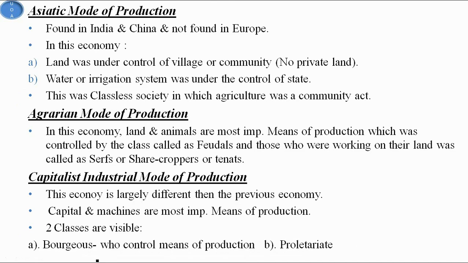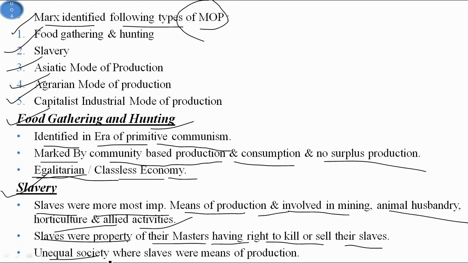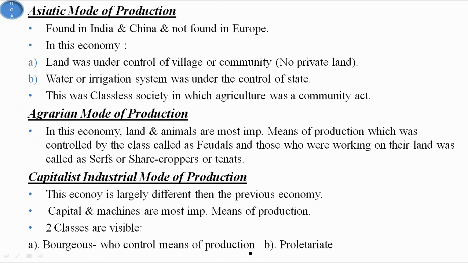Unequal society, where slaves were the means of production. So here the society is not egalitarian, it is an unequal society. Now the next one is the Asiatic mode of production. Basically it is found in India or China and not found in Europe.